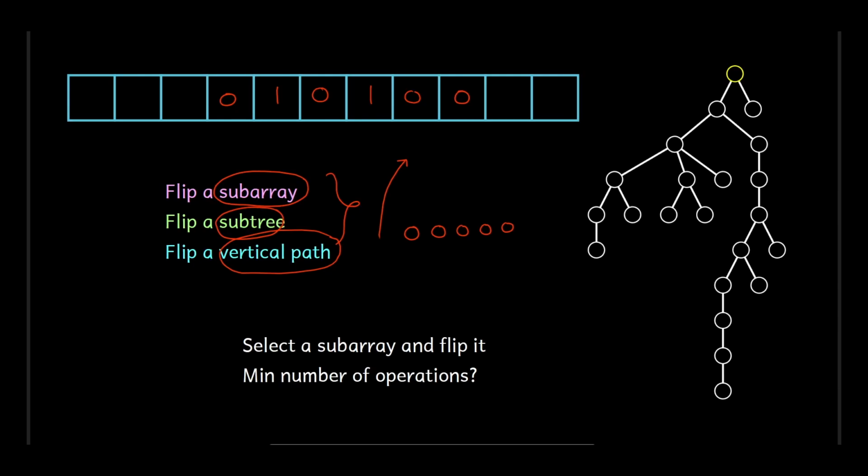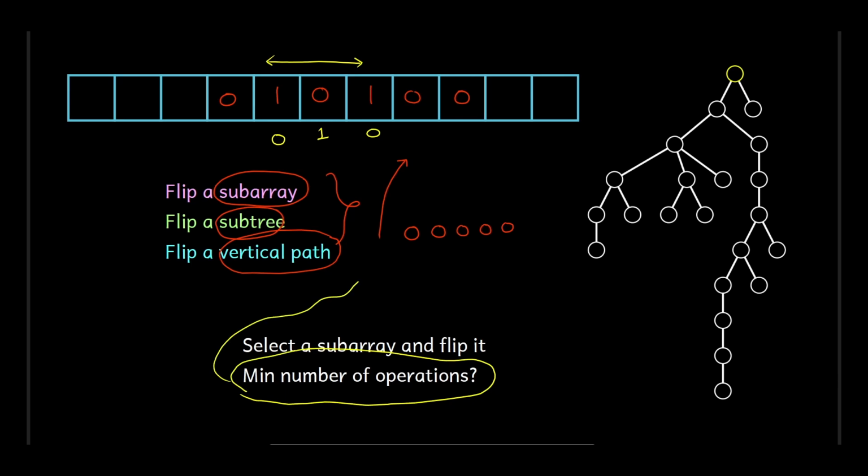So you are allowed to do certain operations, and in one operation you can select one subarray and you can flip all the bits inside this subarray. So 0 gets converted to 1 and 1 gets converted to 0. And your goal is to minimize the number of operations that you have to do such that the final resulting array is a string of zeros. How do you solve this problem?